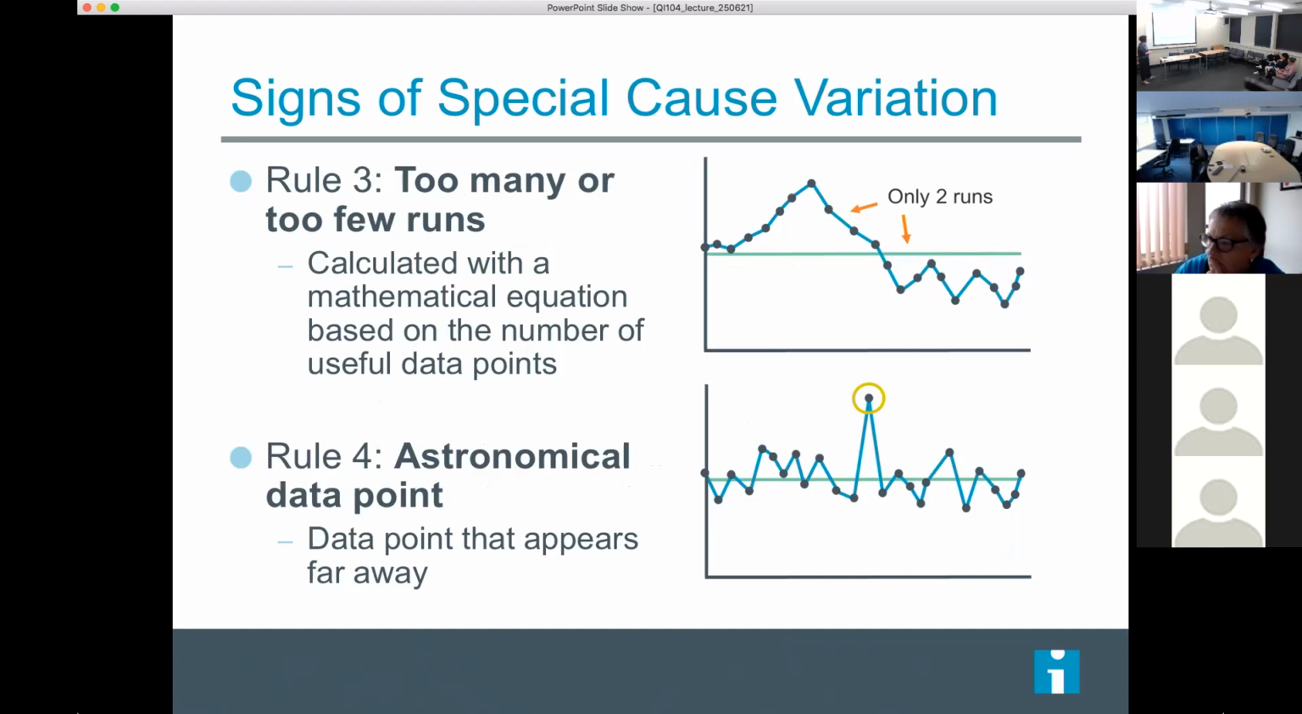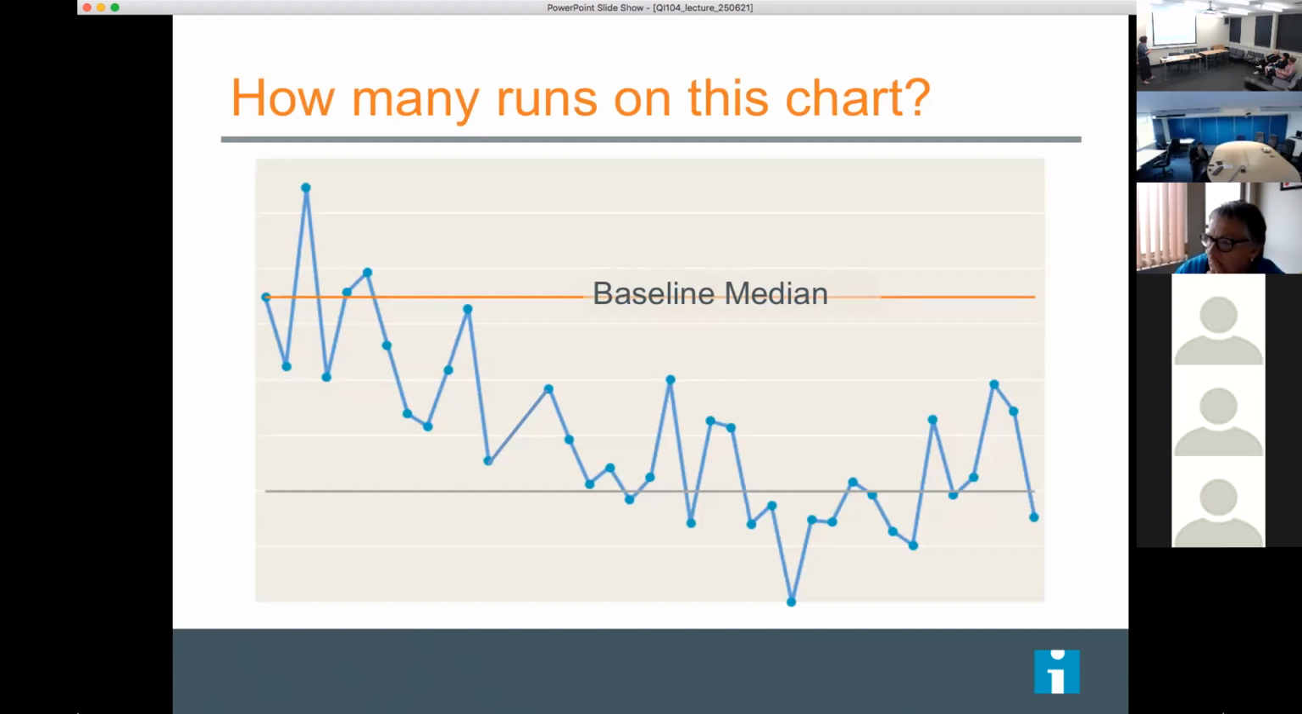Rule 3 is too many or too few runs. So if we just flip to the next slide, I'll just give a wee explanation of runs. A run is the number of consecutive points above or below a line at any time. So for instance, if there's 1 point under the line, that's a run, and then another one above is another run. A run is a set of consecutive points that are above or below the median, not counting ones that fall on the median. So how many runs are there on this chart?